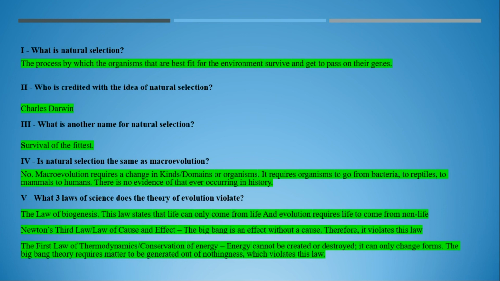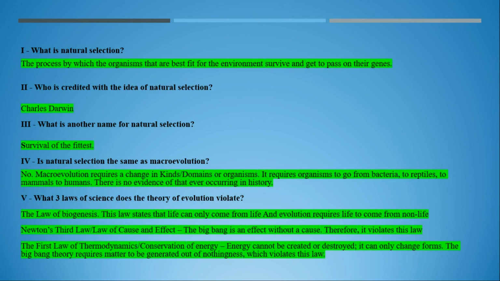However, somewhere along the line, the theory of macroevolution requires that there was no life, and then poof, somehow life just generates out of the nothingness. It violates that law. Our second law is Newton's third law, or the law of cause and effect. And the Big Bang is an effect without a cause. Even if you can explain how a period-sized ball of matter came to exist, there's no logical, rational, scientific explanation for why it would randomly explode. Things don't randomly explode in the universe without some other underlying cause. So that's why it violates the third law.